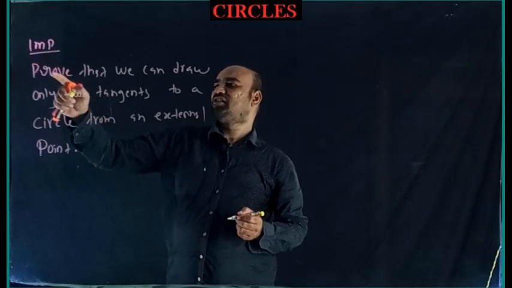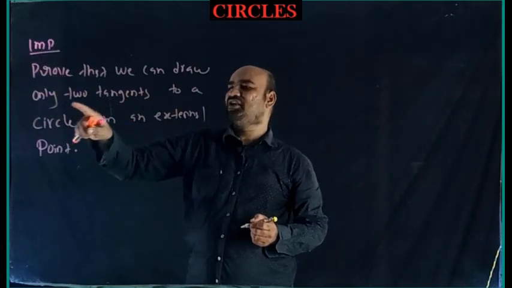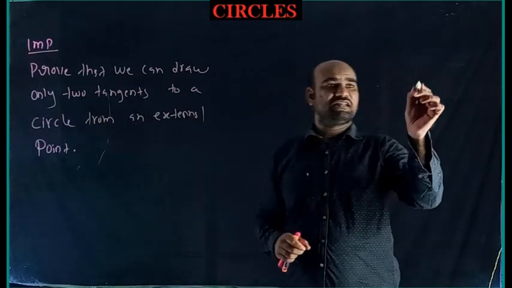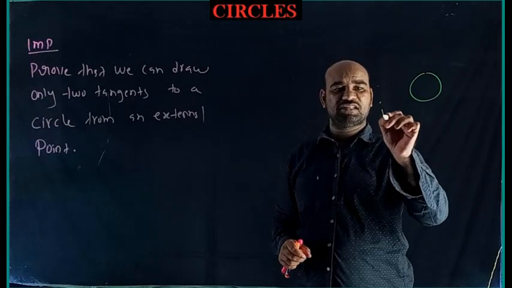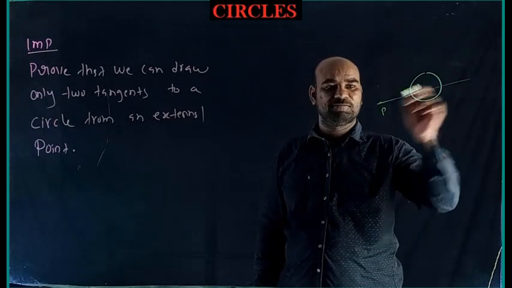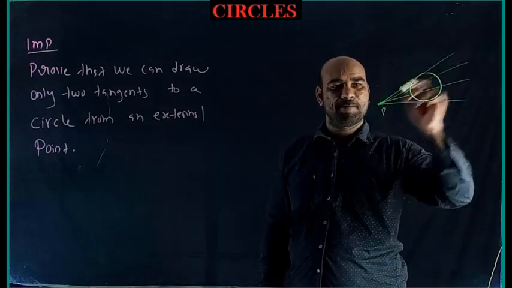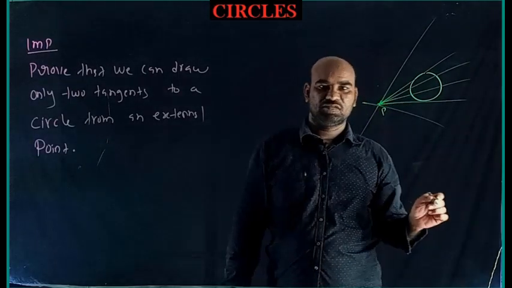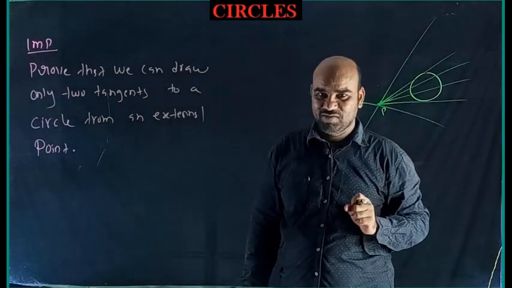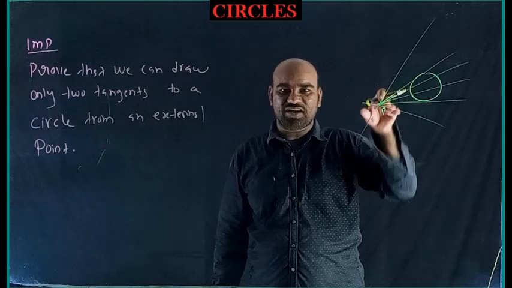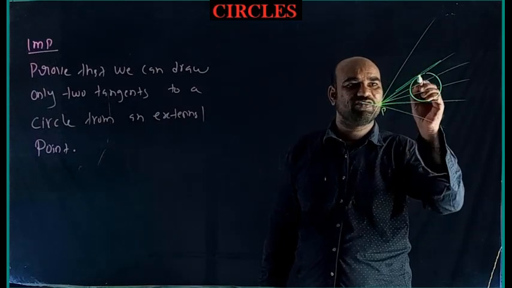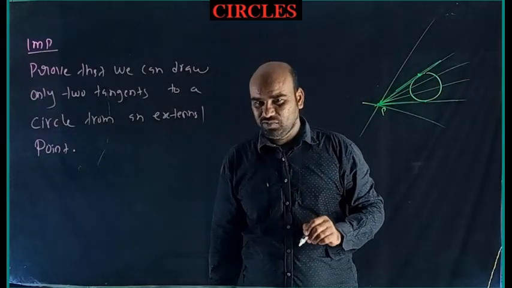Another one: prove that we can draw only two tangents to a circle from an external point. See here, this is the circle, and this point is an external point. Through this point you can draw infinitely many lines. Among all these infinitely many lines, there are infinitely many secants, infinitely many that are neither secant nor tangent, but only two tangents. Means from an external point to a circle we can draw only two tangents. But we need to prove it.